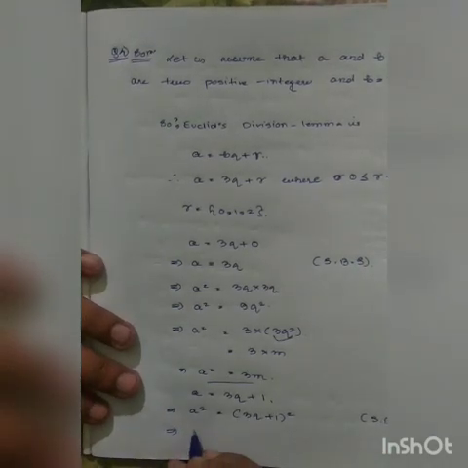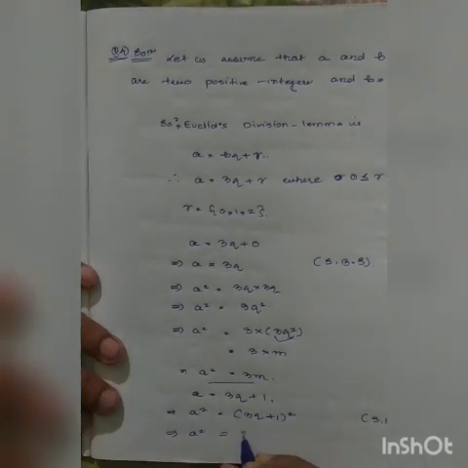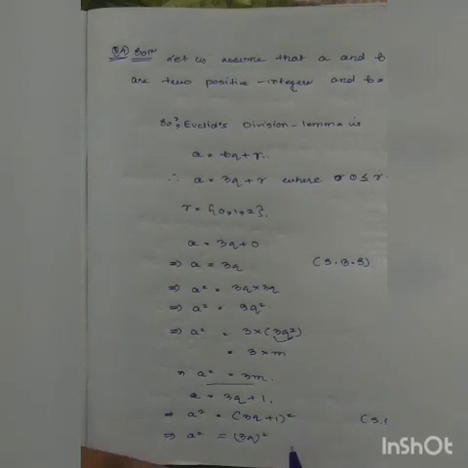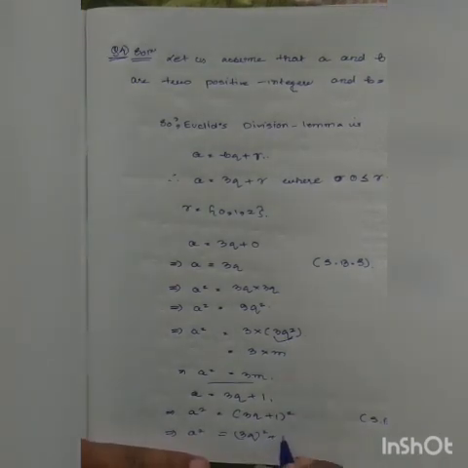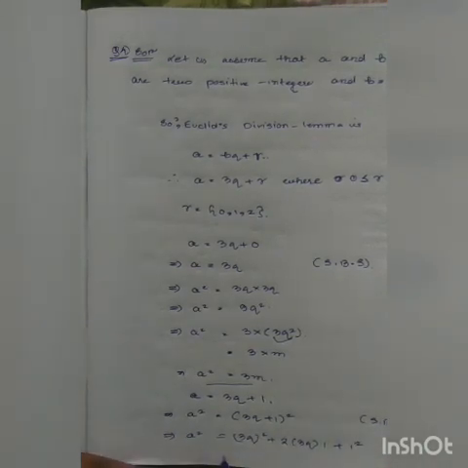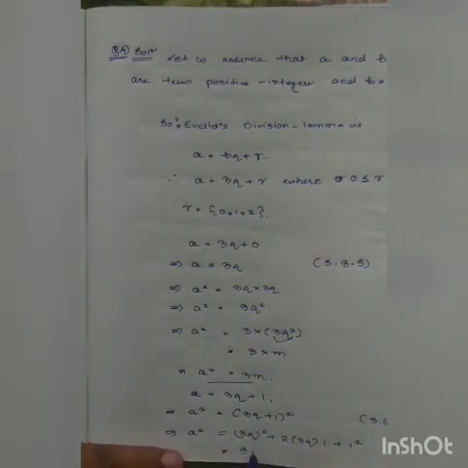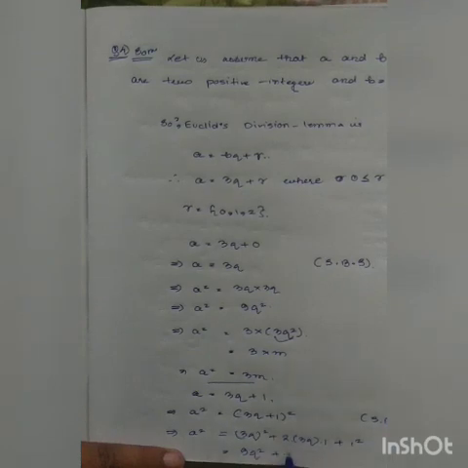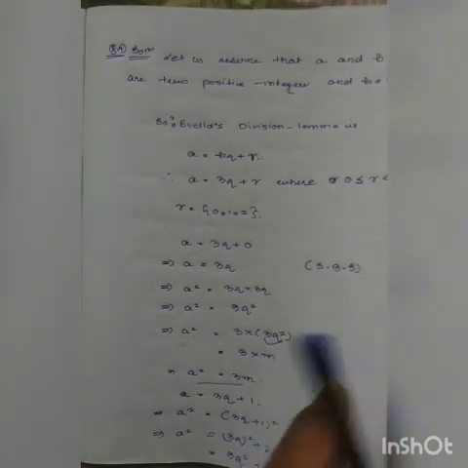So now a square is equal to (3q + 1) square, as we know that (a + b) whole square is equal to a square plus 2ab plus b square. So 2 multiplied by a, that is 3q, and b, that is 1, and 1 square, and it can be written as 9q square plus 6q plus 1.